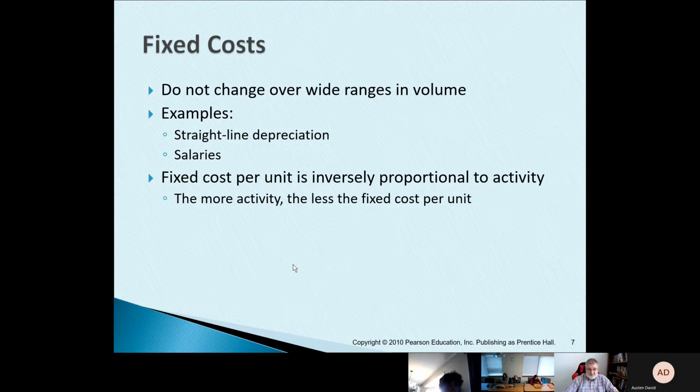So fixed costs. Now, fixed costs, on the other hand, do not change over a wide range of volume. Okay, salaries, just straight line depreciation, but let's think salaries. If I'm paying you $10 an hour and you work 10 hours, how much am I paying you? $100. Okay.